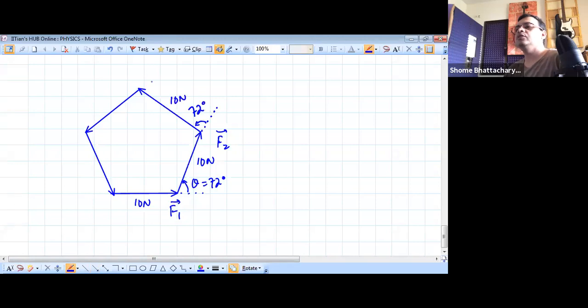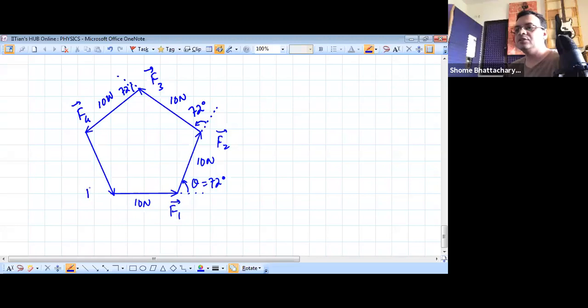So this is based on the geometry of regular polygons, which I'll reiterate separately also, but let's understand this. Because each of these angles is 72, forget for a moment that these are forces. Think of them as displacements. If you make a displacement of 10 kilometers, then turn 72 degrees anti-clockwise, make another 10 kilometers, then again turn 72 degrees and repeat this 5 times, it turns out that you will be back to where you started.